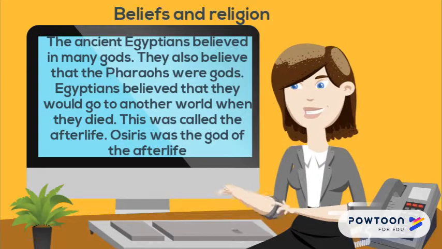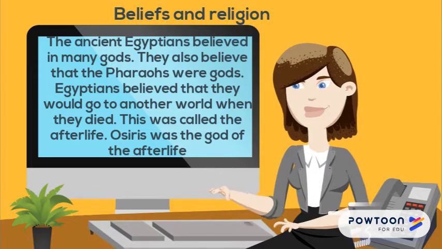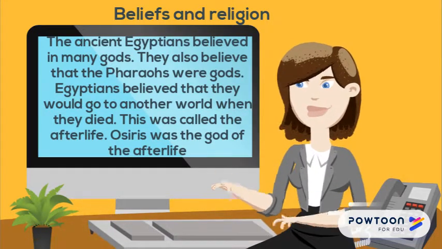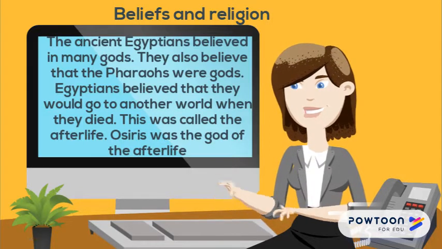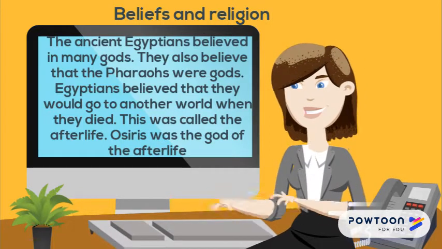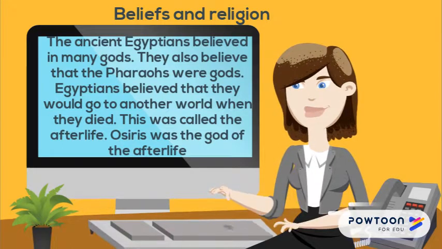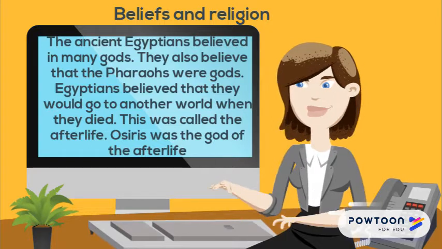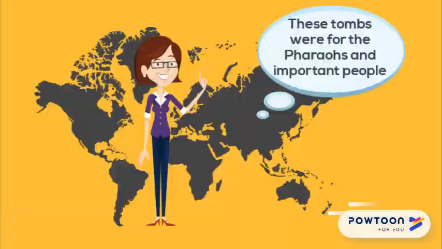Now let's continue to look at belief and religion. Wizards, the ancient Egyptians believed in many gods. They also believed that the pharaohs were gods. Egyptians believed that they would go to another world when they died. This was called the afterlife. Osiris was the god of the afterlife.